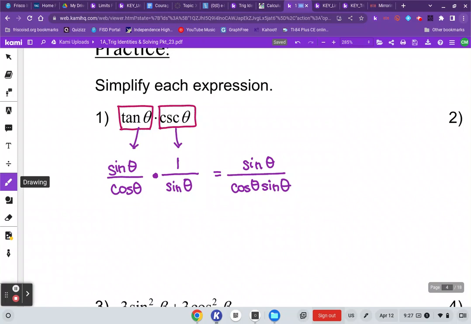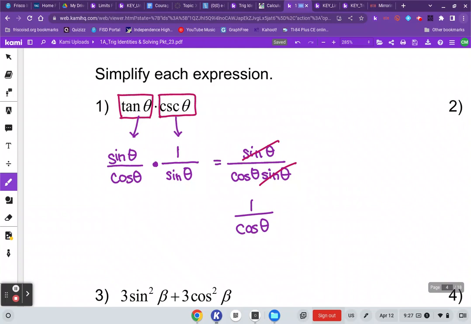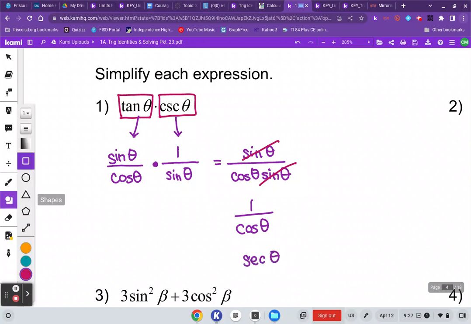This is our basic process. Substitute, do the calculations, look for what cancels, and then arrive at your final answer. Now, I don't want to leave it like this. I don't want to leave it in a fraction form if at all possible. That wouldn't be completely simplified. 1 over cosine is the same as what? Secant. Good. 1 over cosine is the same as secant. So this would be my final answer here.